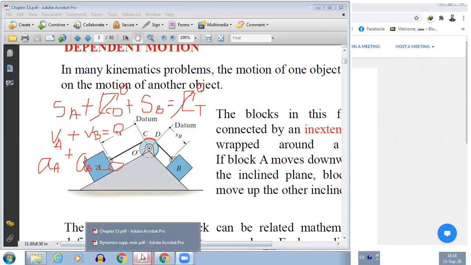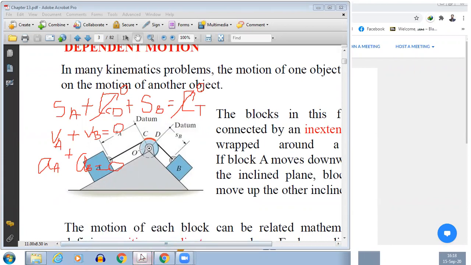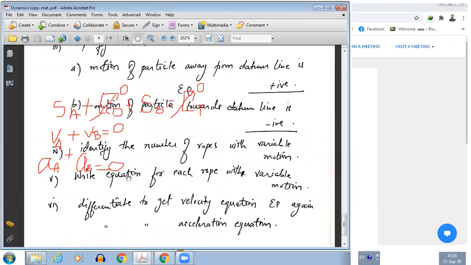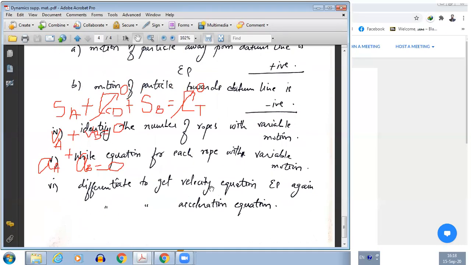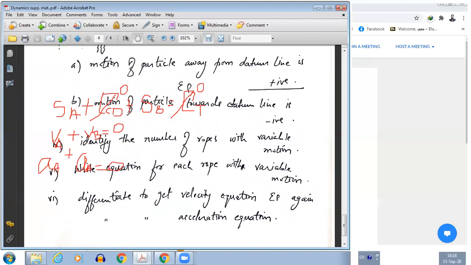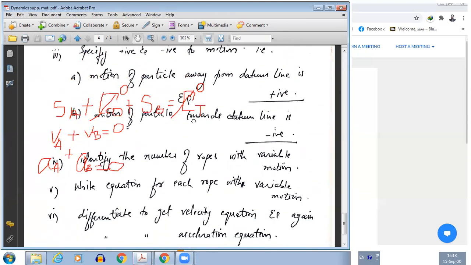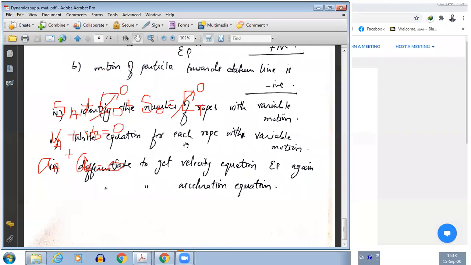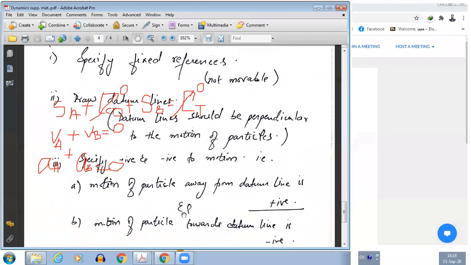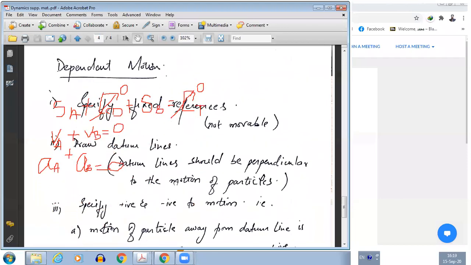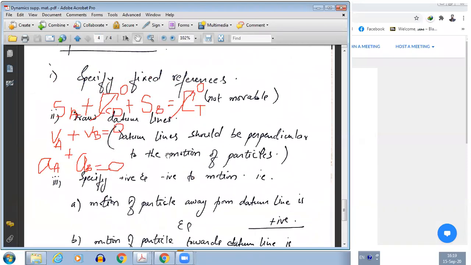Okay, so we have developed the equation. Write an equation for each rope with variable motion, differentiate to get the velocity equation, and again differentiate to get the acceleration equation. I have shown you all 6 points right now. First of all, before moving forward, is there any point which you do not understand? Let me know. The first point is to specify a fixed reference. The reference should not be movable.